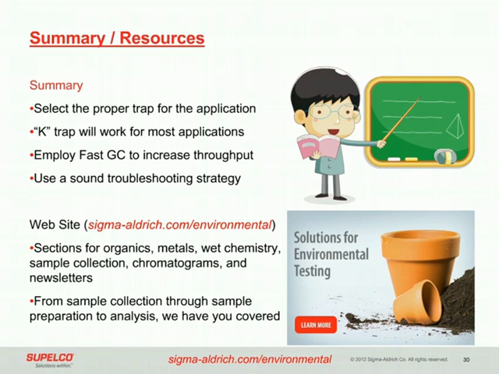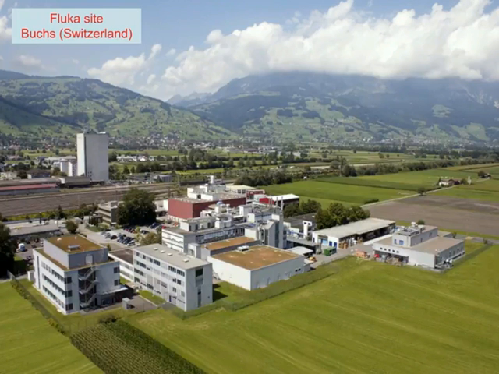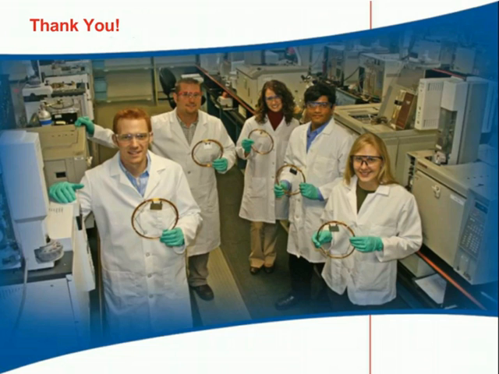To learn more about purge and trap and our other environmental solutions, our website, sigmaaldrich.com/environmental, lists everything for organics, metals, wet chemistry, sample collection, a whole lot of chromatograms, and some newsletters. This is the Supelco site located in Bellefonte, USA. The Fluka site where we make some of the standards and solvents is located in Switzerland. And thank you for your time.